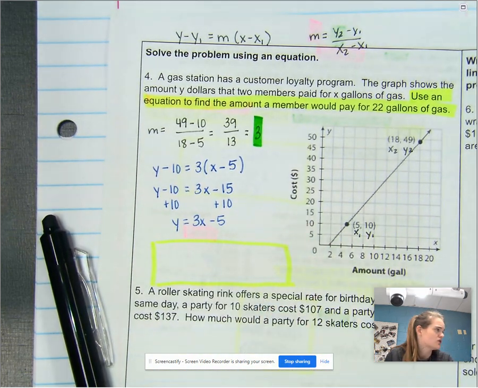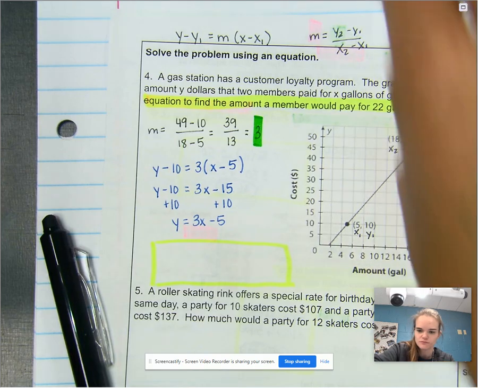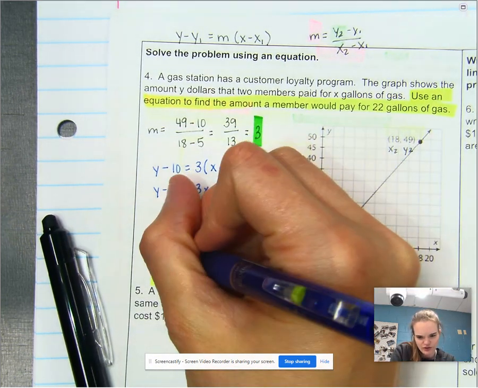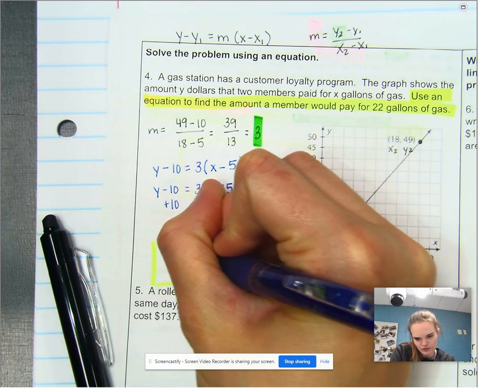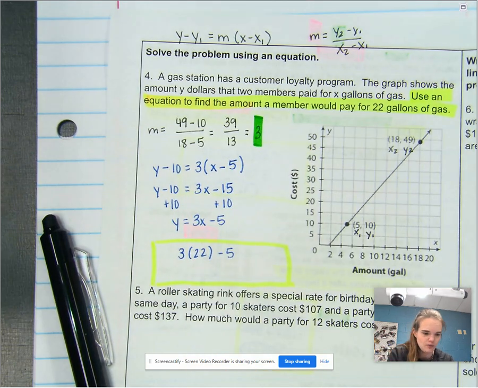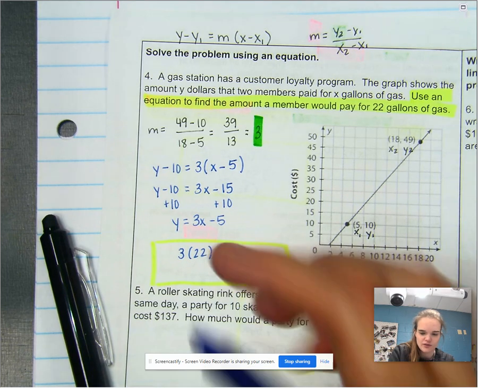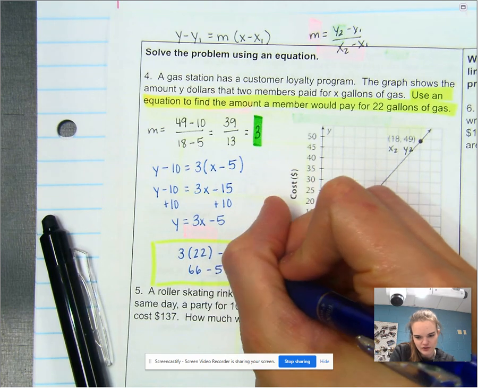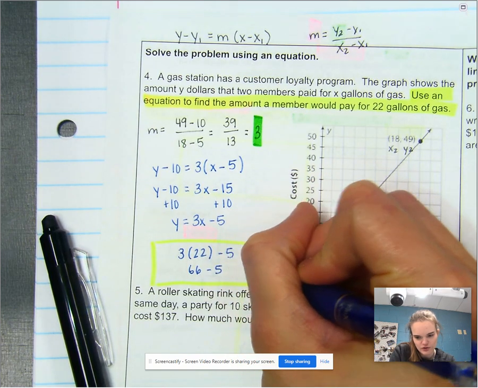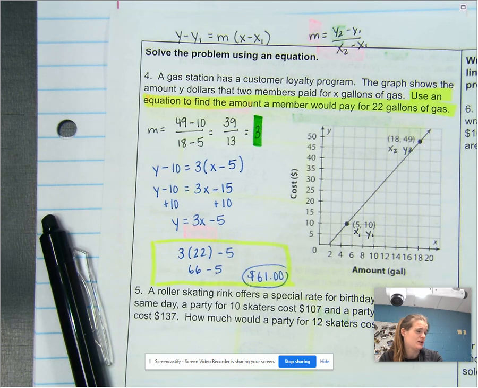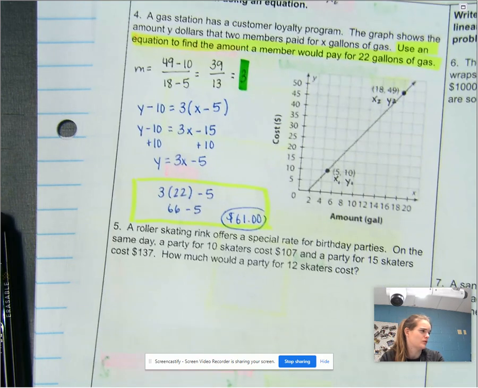Now let's answer the question, which says, use an equation to find the amount a member would pay for 22 gallons. So 3 times 22 minus 5. And this is paying, so it would be dollars. We got 66 minus 5, and that is $61 for 22 gallons of gas. Again, quite a bit, but gas was more expensive before.